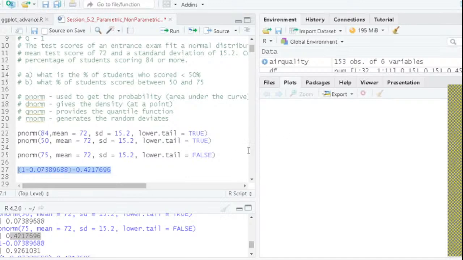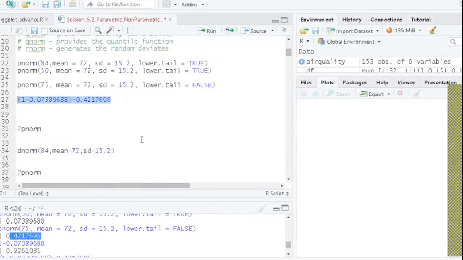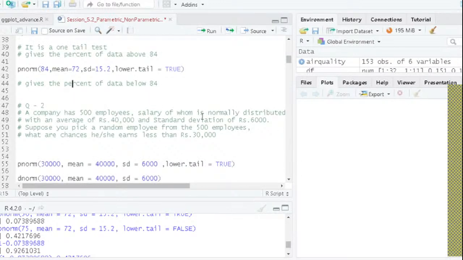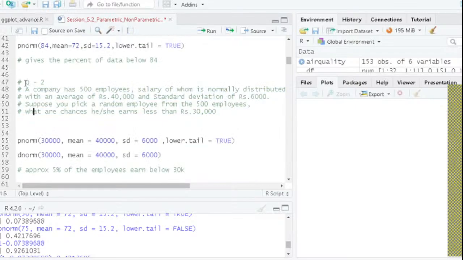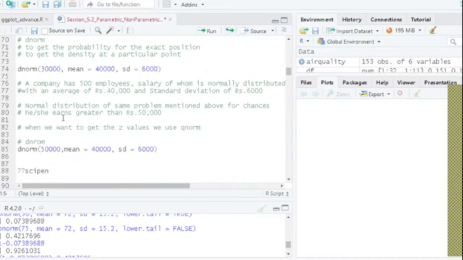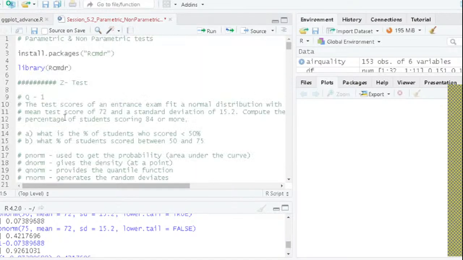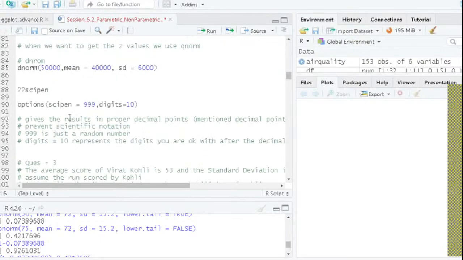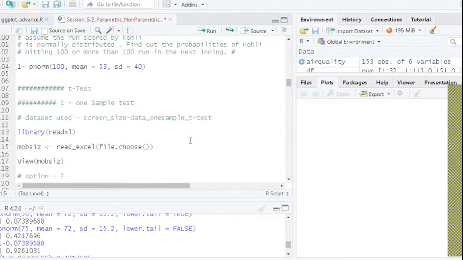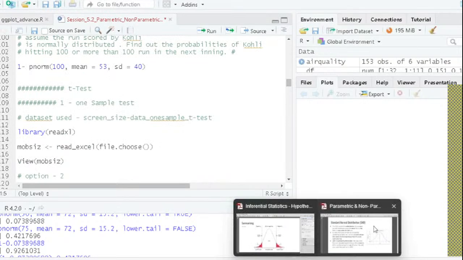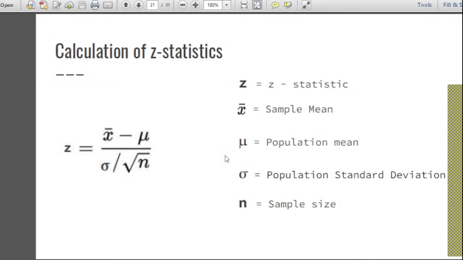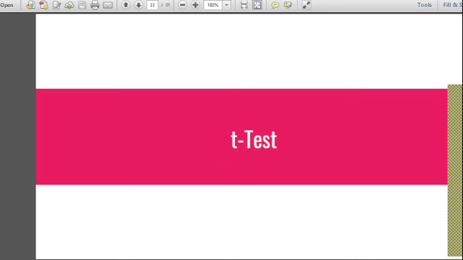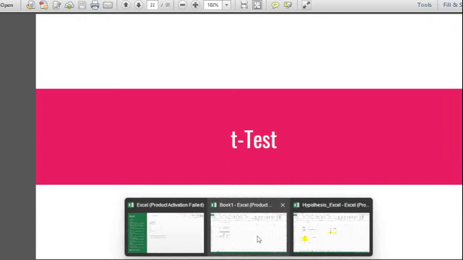Okay, perfect. Similarly, there are more questions, but I have covered a lot of cases in the same question. Questions 2 and 3 are very much on the same lines, so you can try these later. Now, what we are going to do is move on to the next test, that is the t-test. Let's go to the Excel.